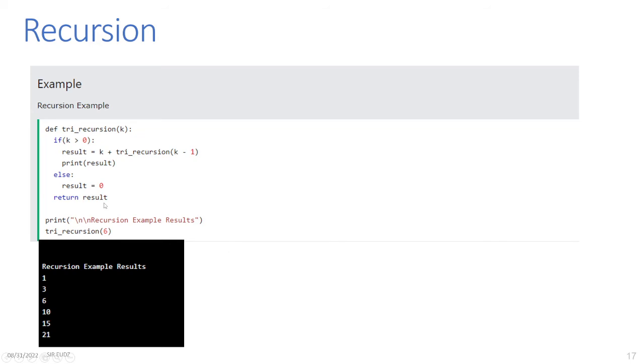So here, let's take a look at 6. How did we arrive at these outputs here? So 6 is k greater than 0, yes. So result is equal to k, that's 6, plus try recursion 5, and then it will go back here.